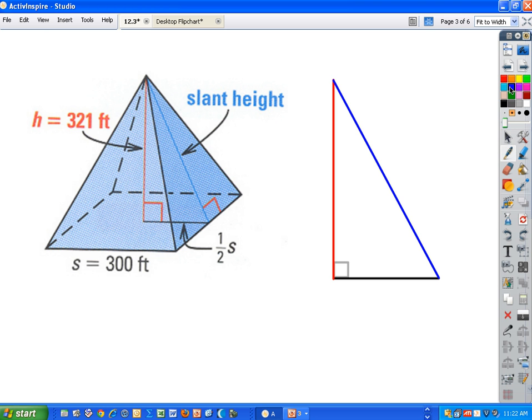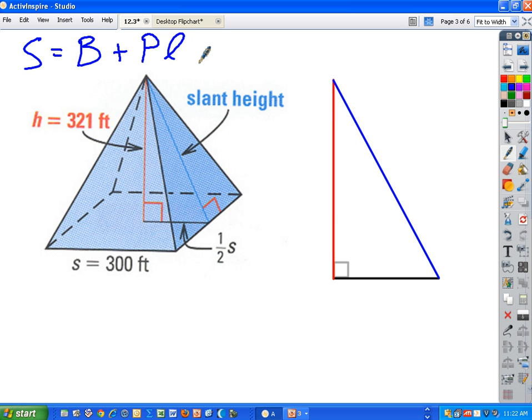Here's what it looks like. Surface area of a pyramid equals B. Notice there's only one base this time instead of two like there were with prisms. Plus, looks pretty familiar, P, perimeter of the base, times the slant height. That's it. Okay, that's the formula for the surface area of a pyramid.